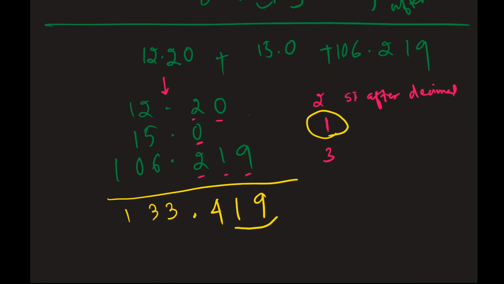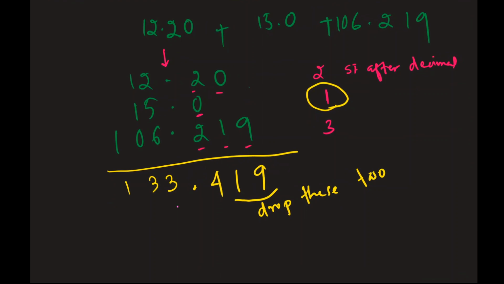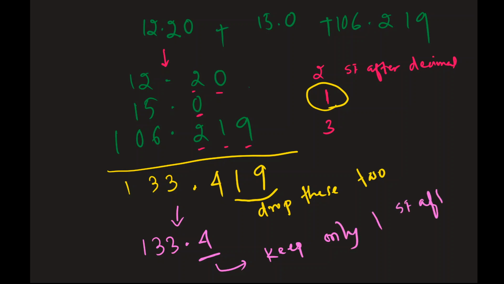We have to drop these two. Drop 2, so you have to use rounding off. So the correct answer would be 133.4. We have to keep only one sig fig after the decimal. Cool. Because 1 is our lowest.